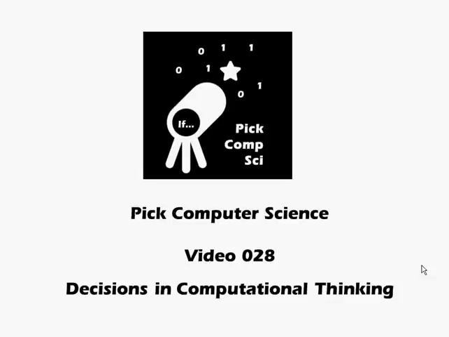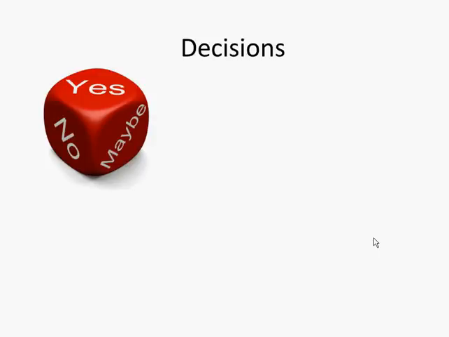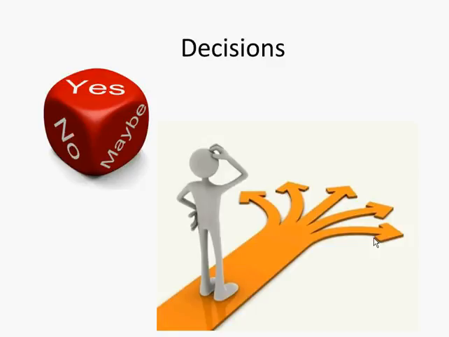Pick Computer Science video number 28, where we look at the role of decisions in computational thinking. Now, we all have to make decisions, and many of them every single day. For example, should we go out tonight? There might only be two possible options for that. But if we decide yes, then where do we go? There might be several options for that decision.